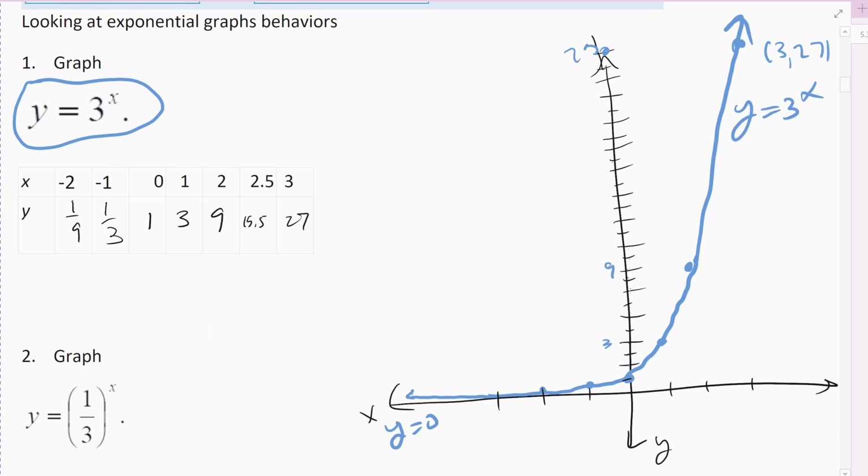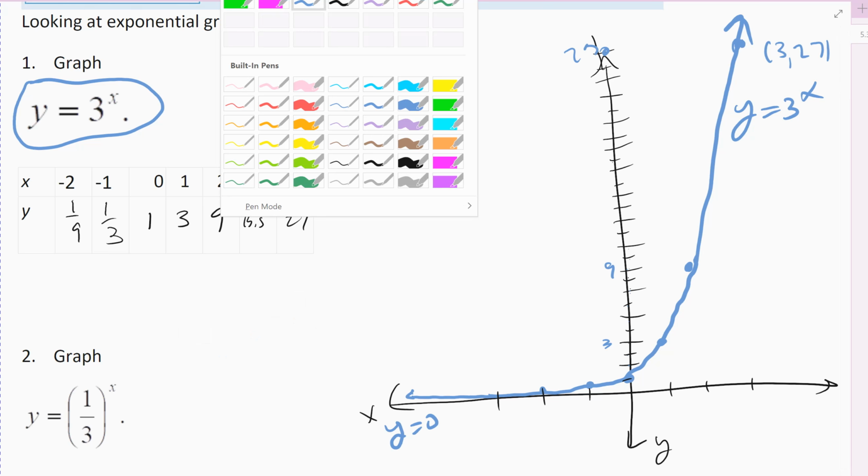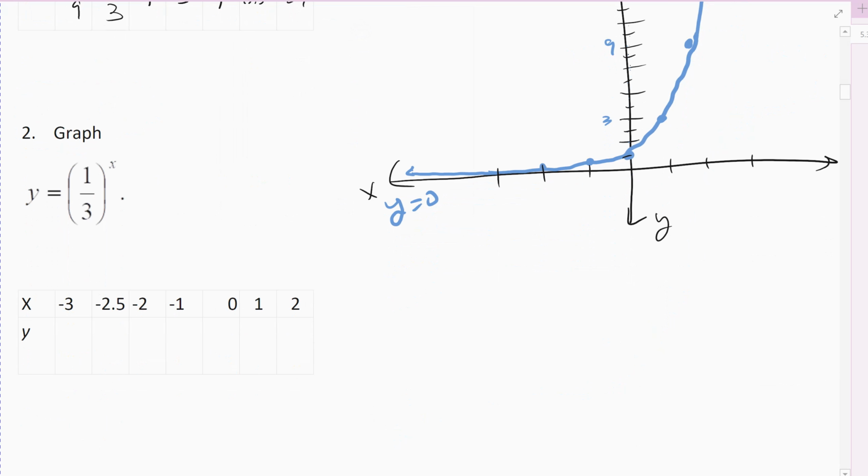Alright, now the other one. So remember what this really means. This really means 1/3, which I can rewrite as 3 raised to the negative x if I wanted to. And so what's going to happen here is this is going to be a decay model. Right, so I plug my values in.